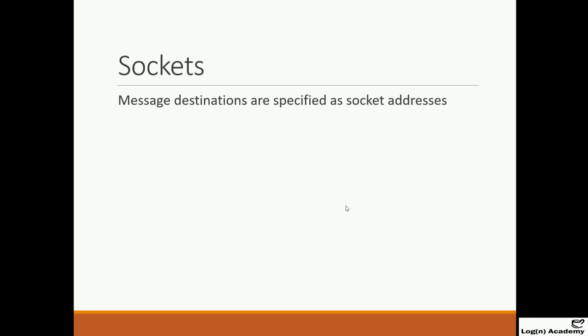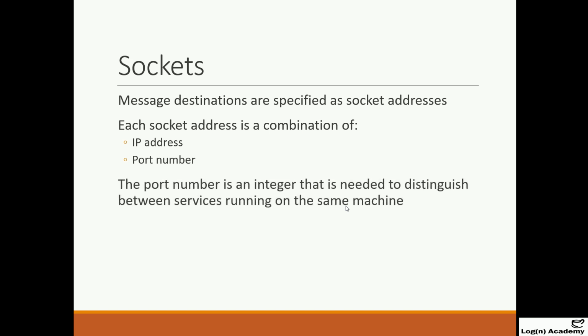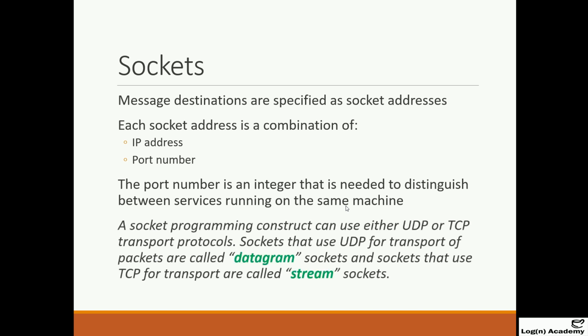Message destinations are specified as socket addresses. Each socket address is a combination of an IP address and a port. So we need both these things to establish a socket. The port number is an integer that is needed to distinguish between services running on the same machine. Now this is the main point.